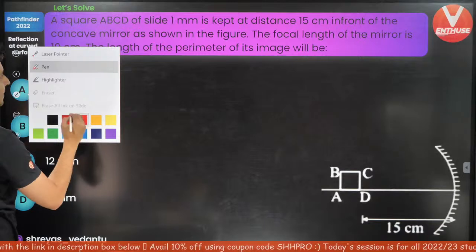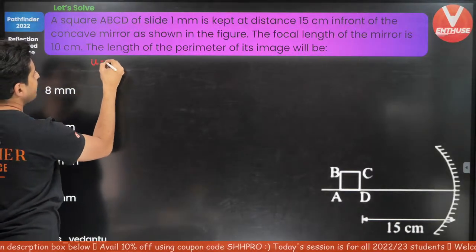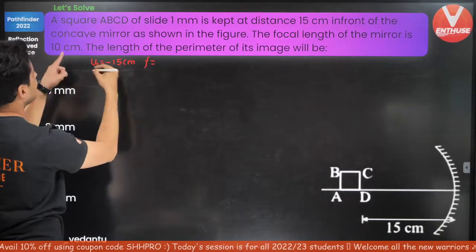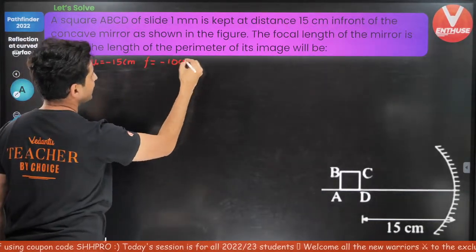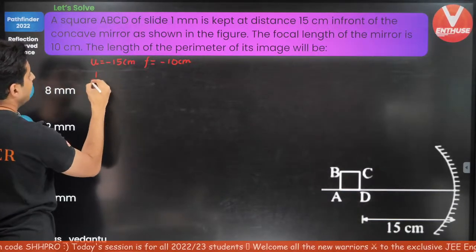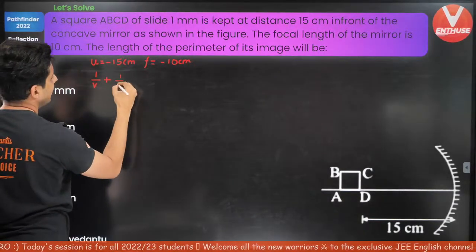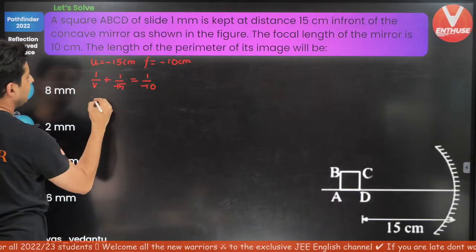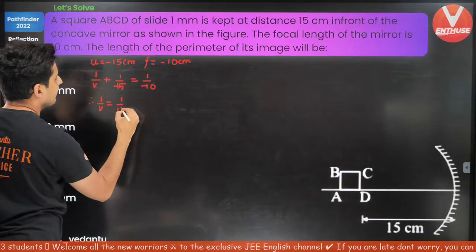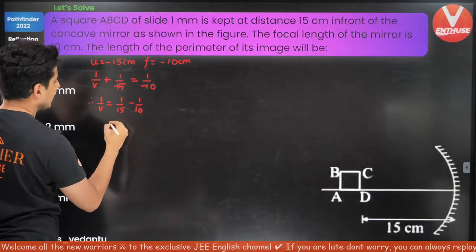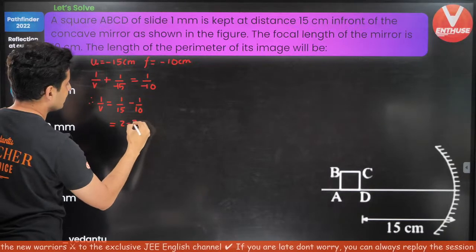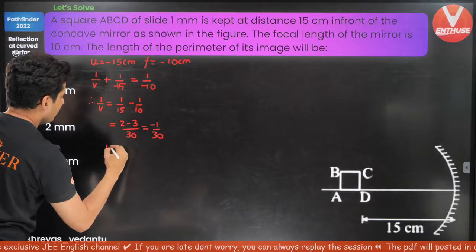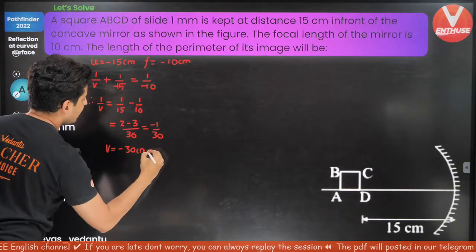So let's start doing the question. U is minus 15 centimeters. Focal length is minus 10 centimeters because it is a concave mirror. So 1 by V plus 1 by U, which is minus 15, is equal to 1 by minus 10. Therefore 1 by V is equal to 1 by 15 minus 1 by 10. LCM is 30, so it will become 2 minus 3 divided by 30, which is minus 1 by 30. So V will become minus 30 centimeters.